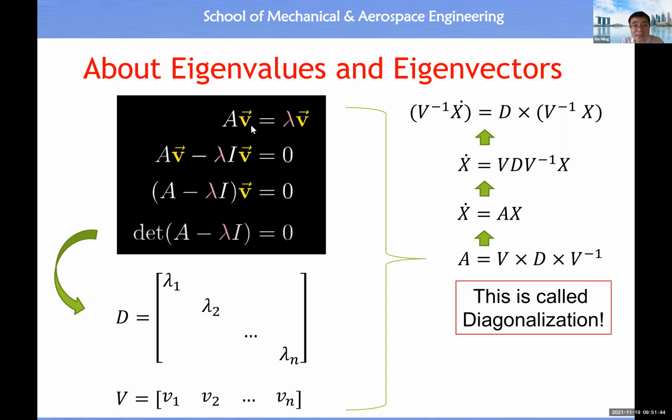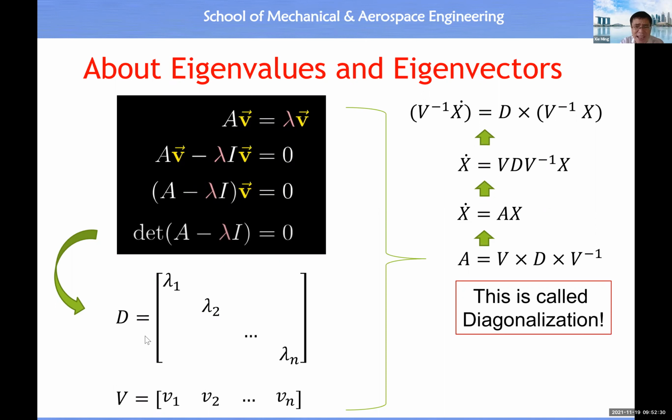Then we shift this to here. Then times the identity matrix, which converts this one into a diagonal matrix. Then you have two matrices, and you can do the subtraction. Then we take out the V, and then we have this. For this equality to be valid, the determinant of this matrix must equal zero. Then this determinant will give you a polynomial equation of lambda. Then you have n roots, and all these roots are called the eigenvalues.